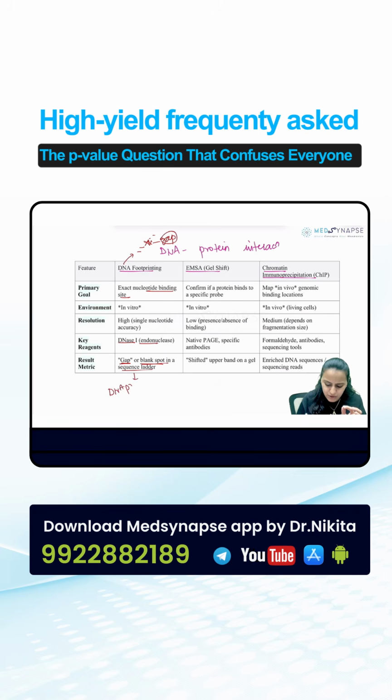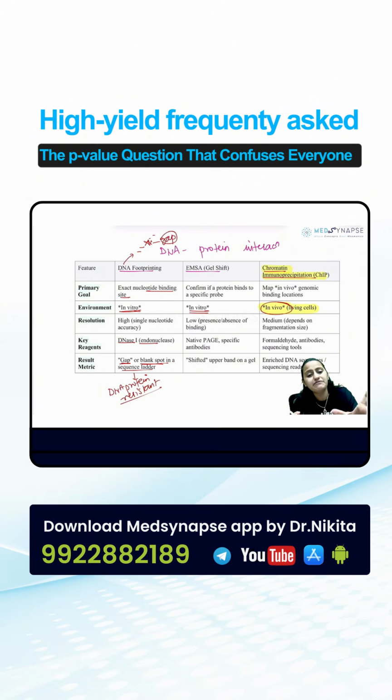The DNA protein interaction site is going to be resistant to DNase action. So remember, this is in vitro, this is also in vitro. The technique which is done in vivo, in the living cells, is ChIP. ChIP is done in vivo, in the living cells, and the rest of the two are in vitro.